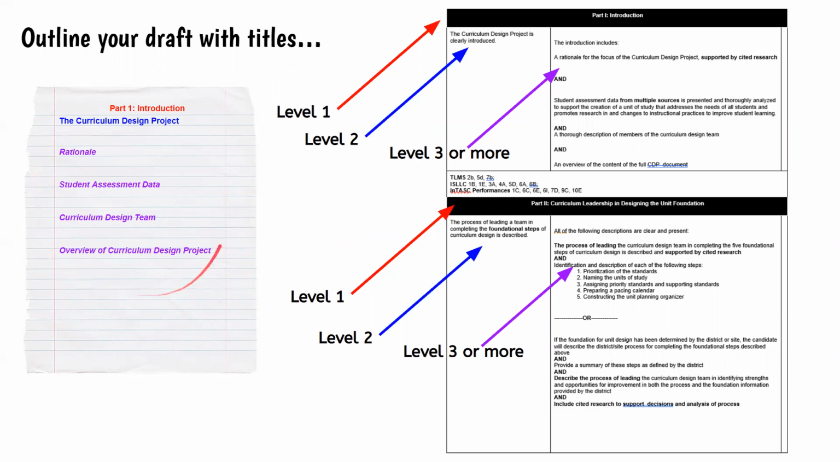And so the way I came up with these title names is, again, right there in that rubric. It's all here highlighted: the curriculum design project, the rationale, student assessment data, curriculum design team, and so forth. So you have your whole outline there. You just got to see where it's at.